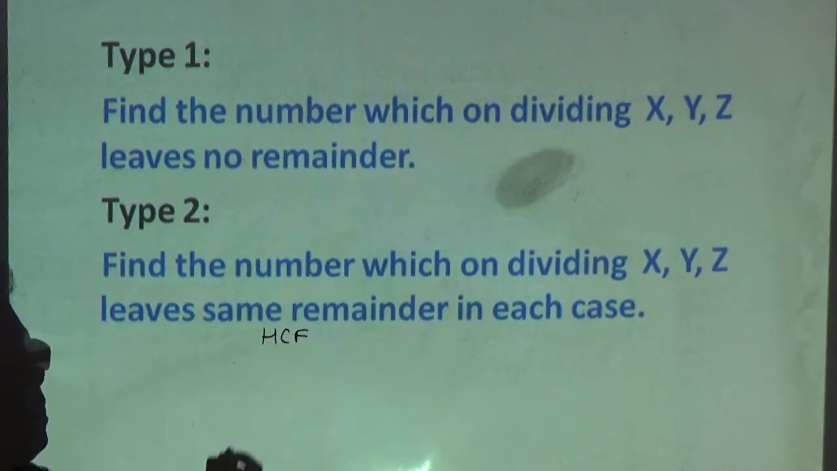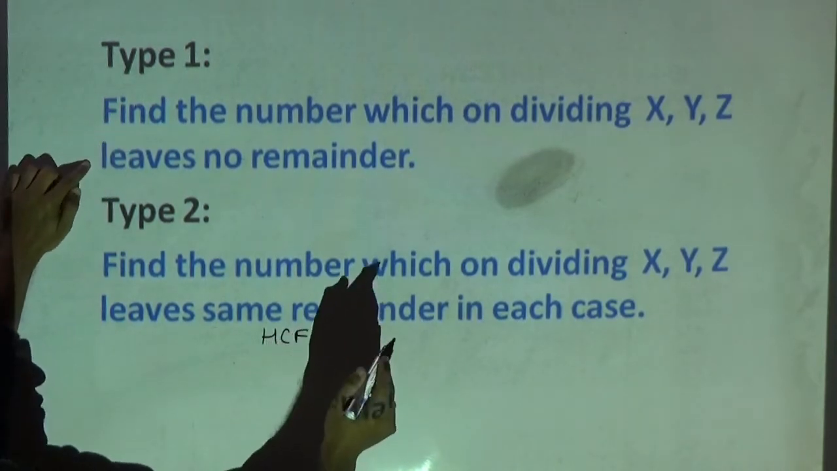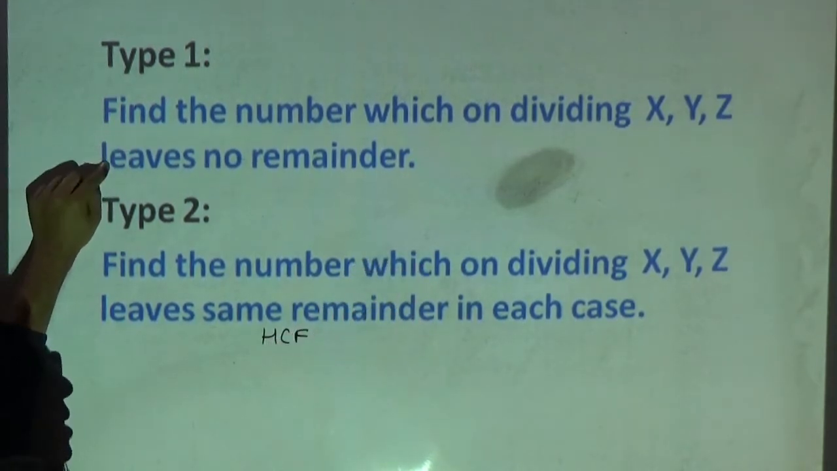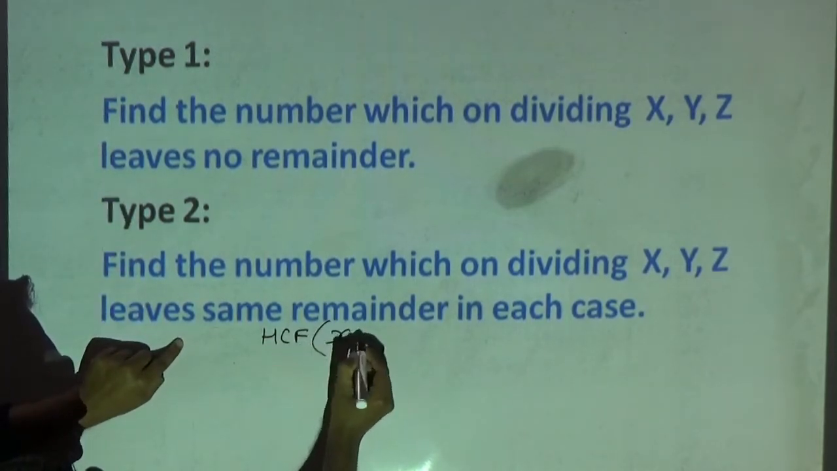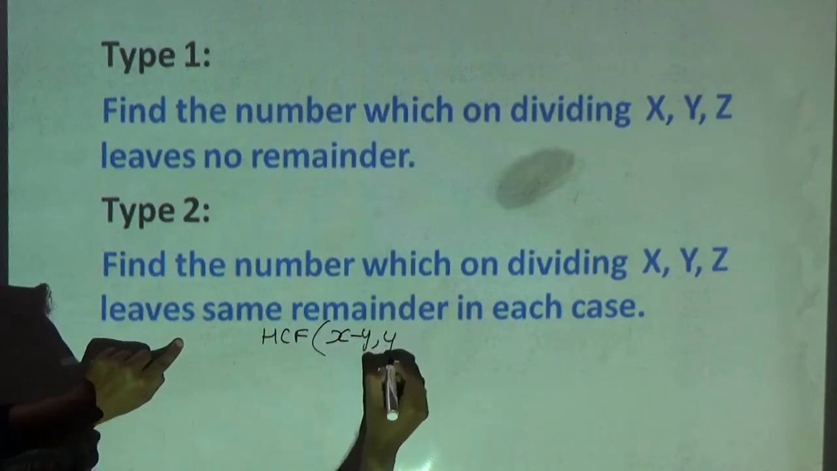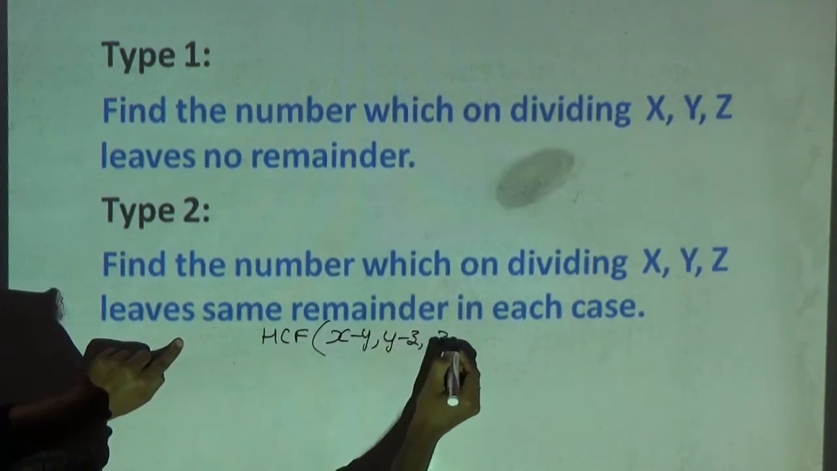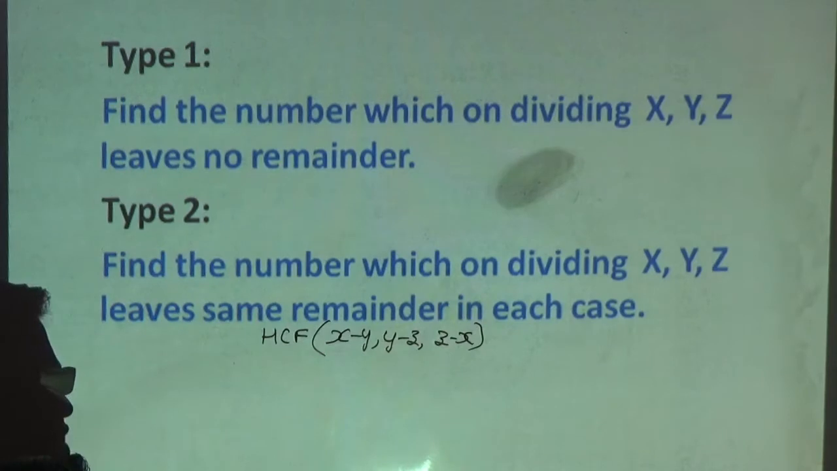Now in the earlier type 1, I was finding HCF of x, y, z because there was no remainder. But here the same remainder is there. Then what you need to do is find the HCF of x minus y, y minus z and z minus x. Hope you have understood type 2.